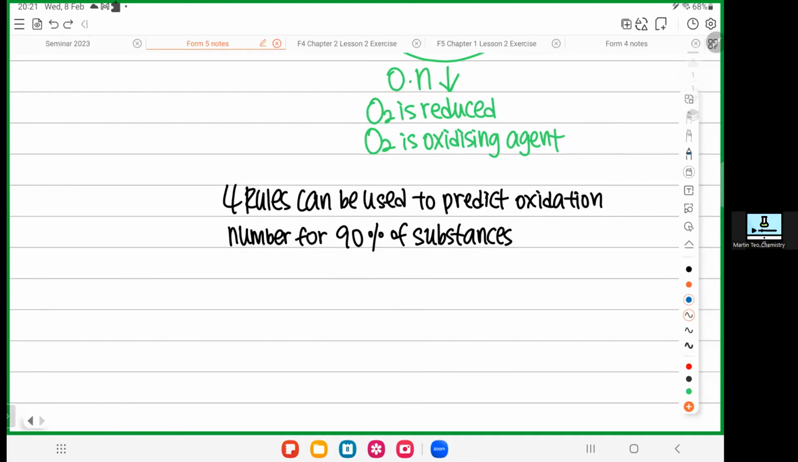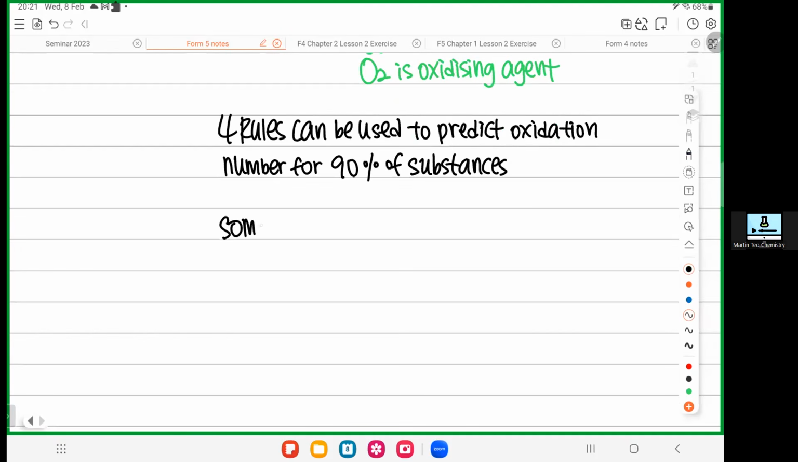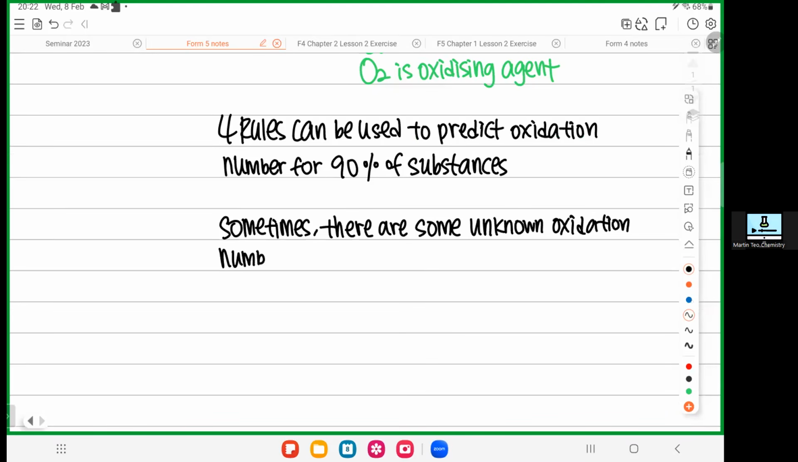Sometimes there are some oxidation numbers that cannot be predicted. Sometimes we have some unknown oxidation numbers that cannot be predicted. What do I mean by unknown oxidation number that cannot be predicted?